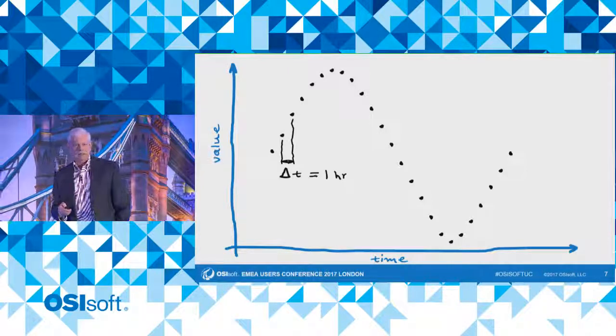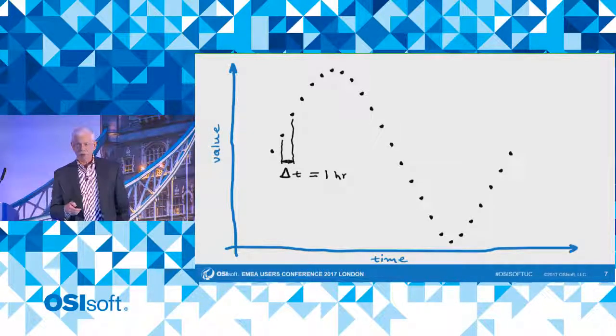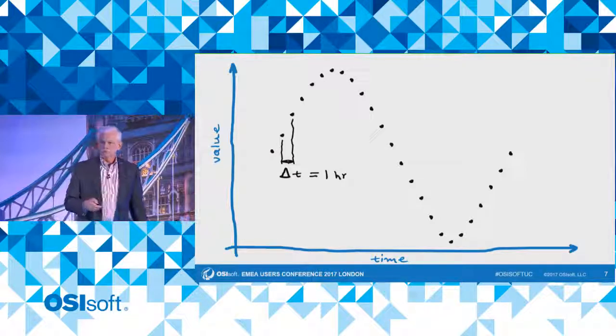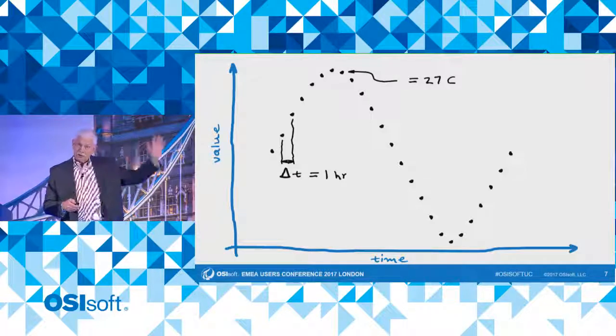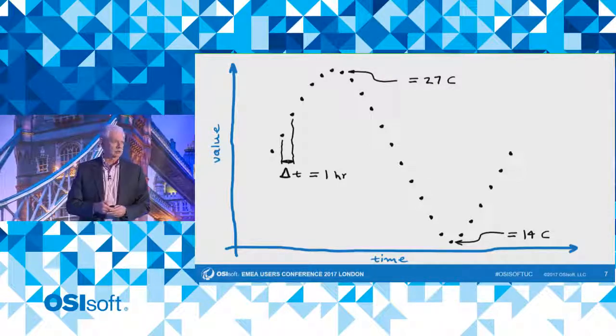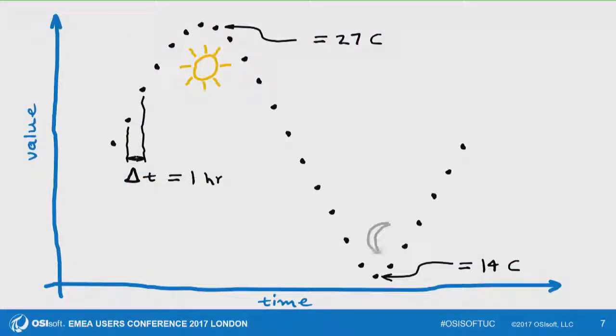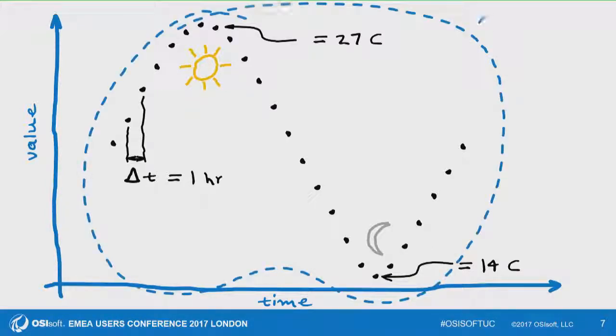Now, if my delta t is long enough, let's say an hour between my data points, how many people think I can put data like this into a PI system? So if I tell you this is 27 Celsius and this is 14 Celsius, and this data occurred around high noon, and this data occurred sometime around 1 or 2 in the morning, you would say, oh, well, that's a sinusoid of daily outdoor temperature. I can easily put that into a PI system.